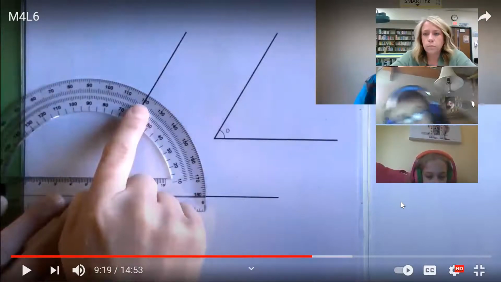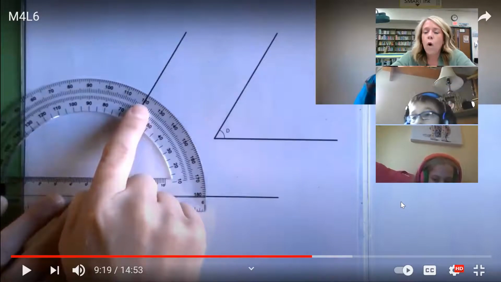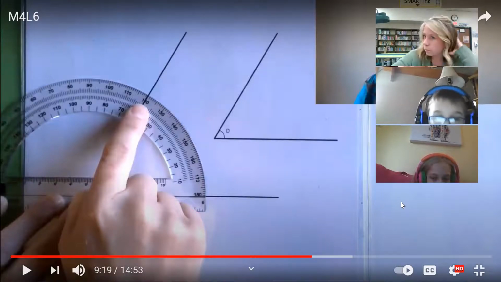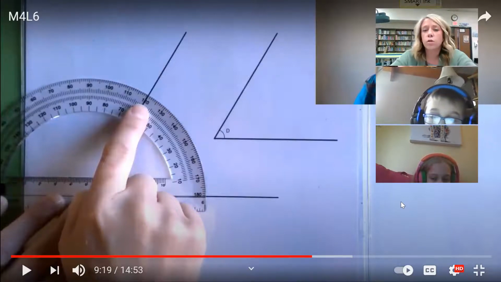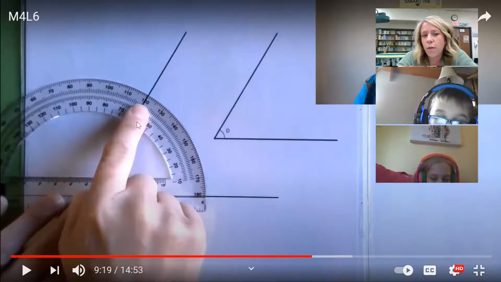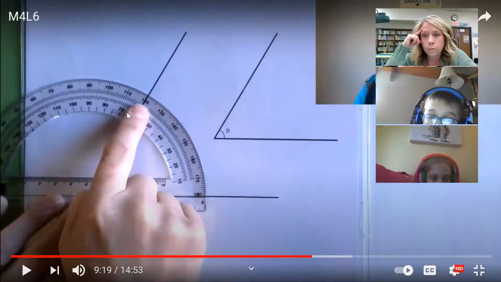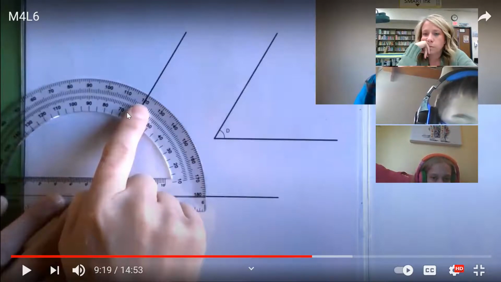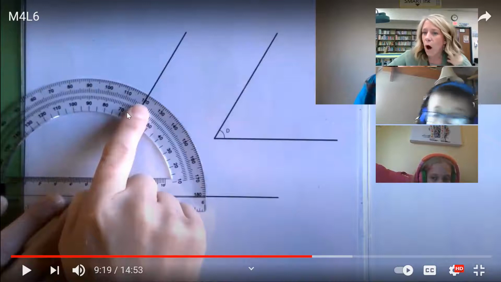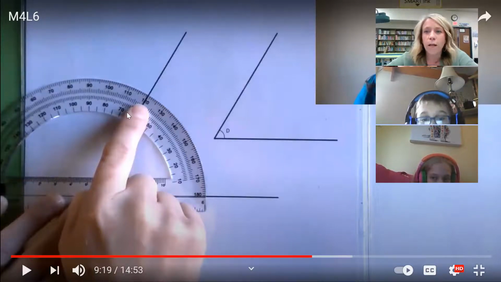Go ahead, Brian. 60. Why do you think it's 60? Because the lower number is the degrees. 120 is the degrees also. But why? So 60 is on the bottom. Why do you think we should use the bottom numbers for this angle? You're right, but just think, why are the bottom numbers the right numbers to use?